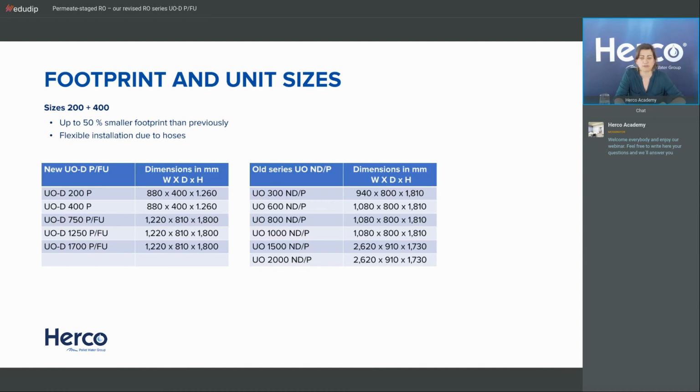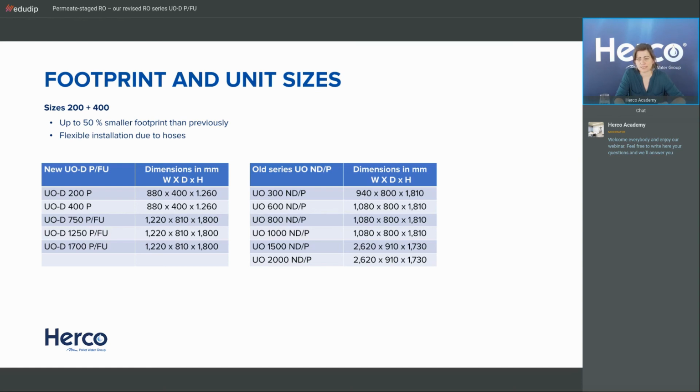Now, what used to be 300 is now a bit smaller because we've seen a lot of demand for the smaller units as well. So we have a 200p and a 400p. Those are not variable frequency drive because the smaller units are equipped with vane pumps. And then we have the larger sizes, the 750, 1250, and 1700. Those are equipped with a variable frequency drive.